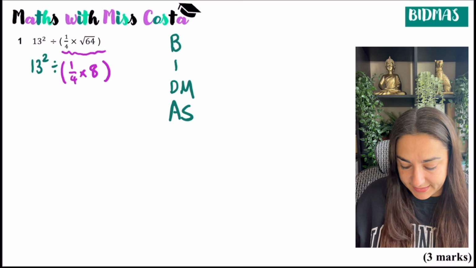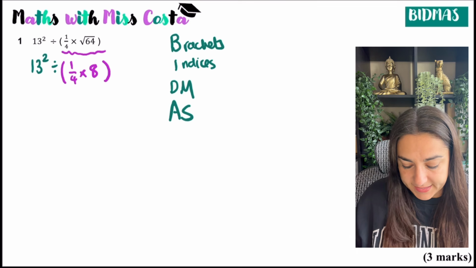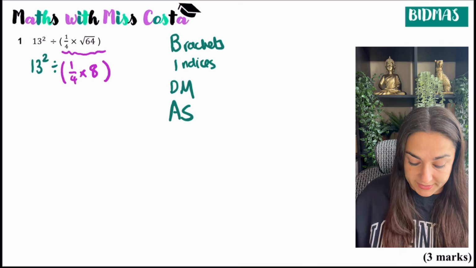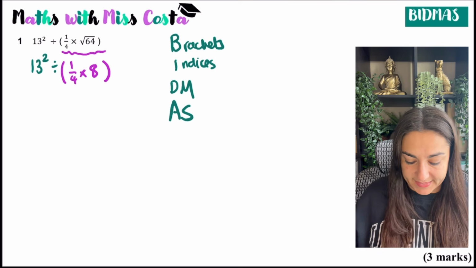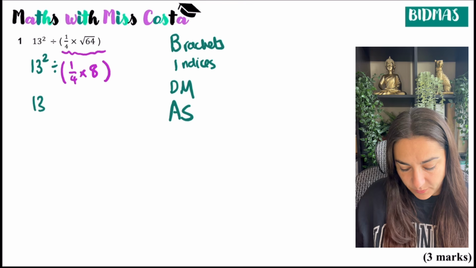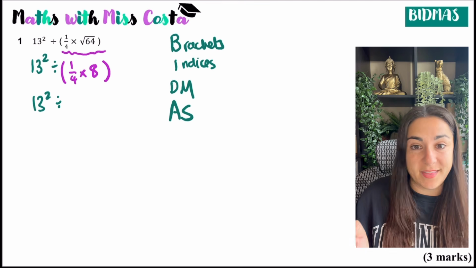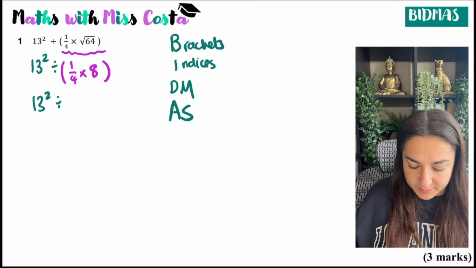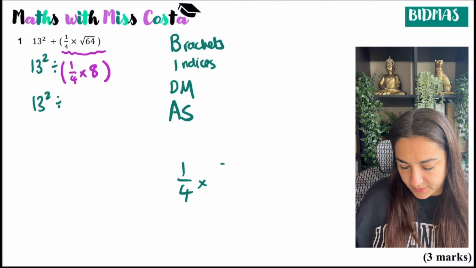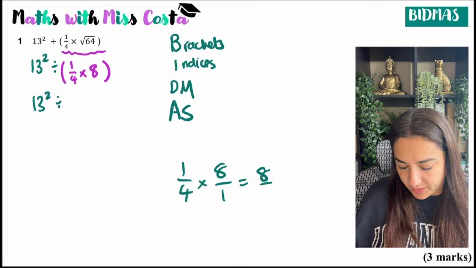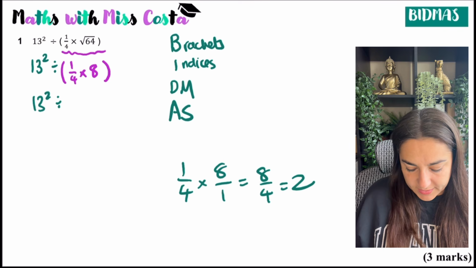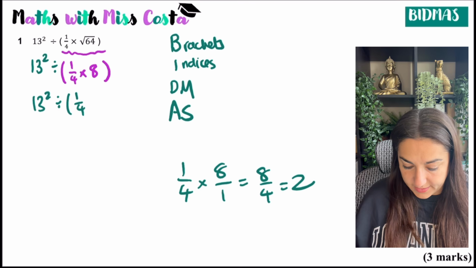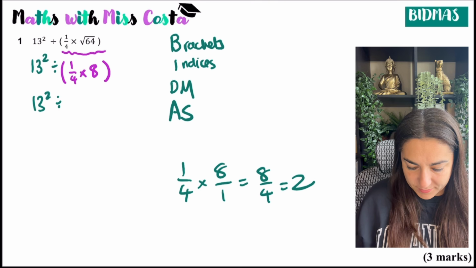I do the root of 64 because indices is the second thing that comes up in BIDMAS, and you have to do it in order. So first you look at the brackets, you do the thing that's in the indices, and then we keep going. So I keep everything else as it is because the order needs to stay the same. So a quarter times by 8 becomes 8 over 4, which is 2. That becomes 2.